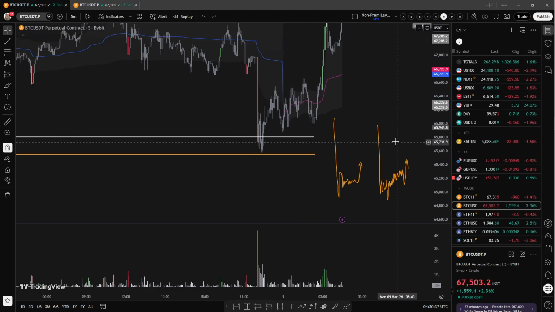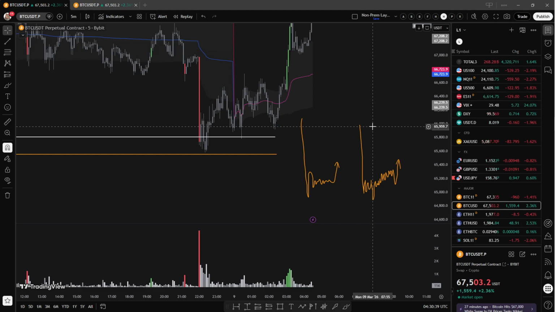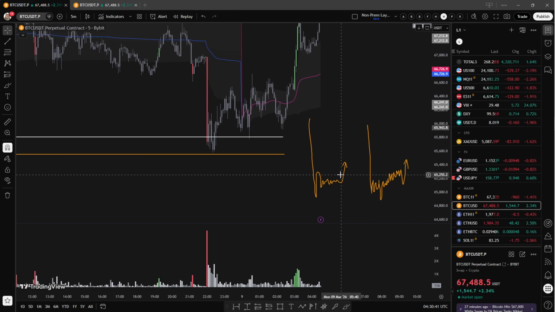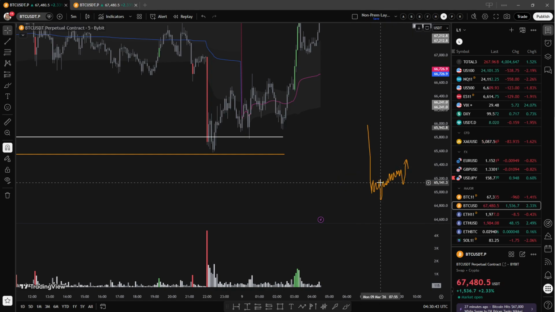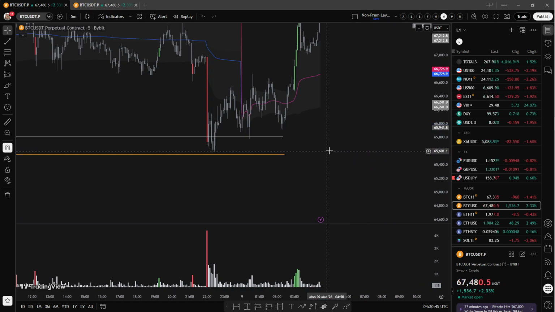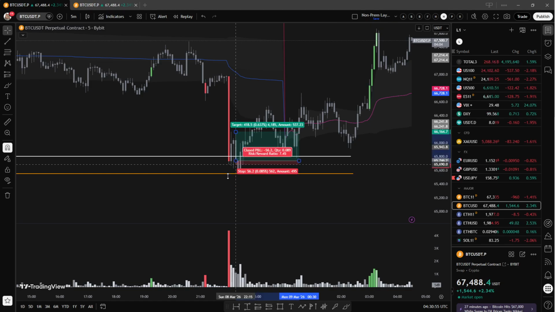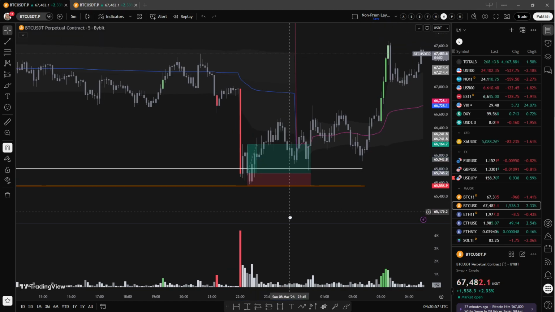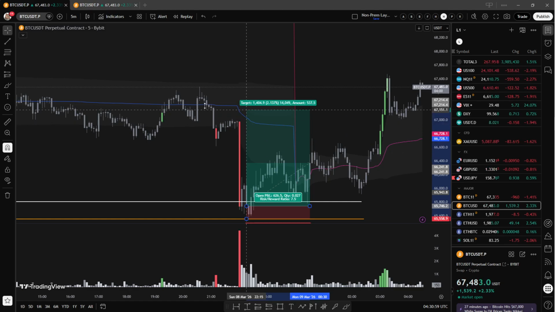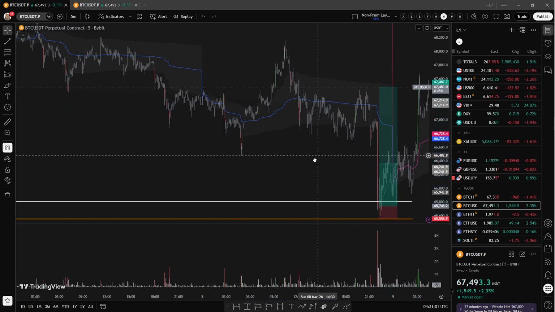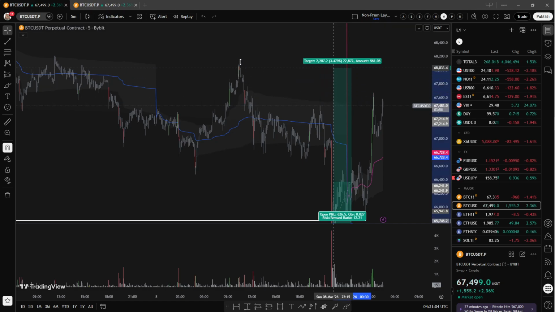Or, if you are really risk-averse, and you're really like risk taking, you have this kind of wicks, you want to see another attempt lower, and then go here, invalidation is still the same, and then you aim for the upper part. Or even better here.